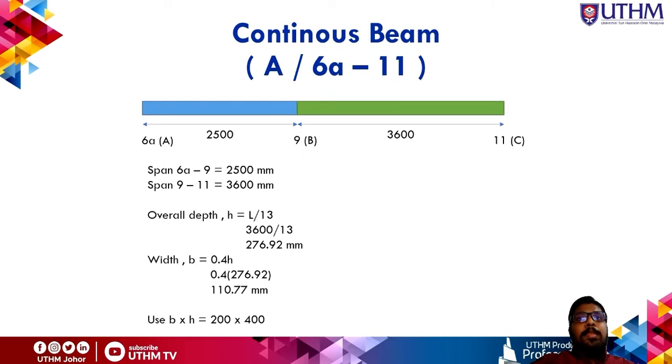The continuous beam that I have decided to design is in the vertical form from 6A to 11. The first span is from 6A to 9, with a length of 2500 mm, and the second is from 9 to 11, which is 3600 mm. I have calculated the overall depth and width, and I've decided to use the size 200 times 500.